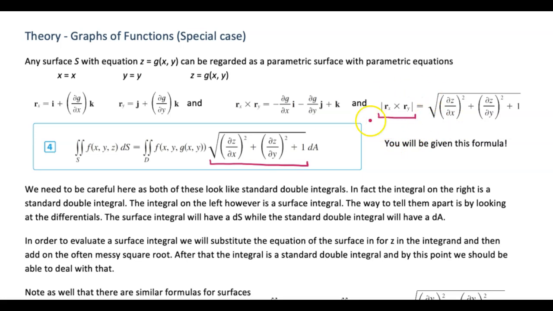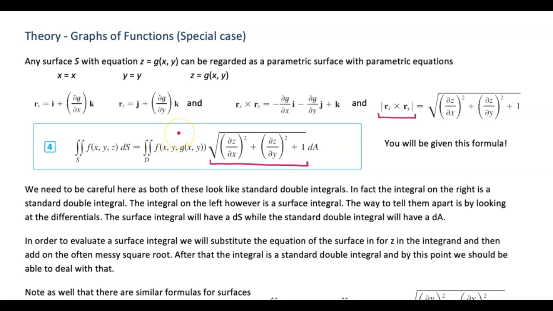This skips the step of the cross product for us. And also you will be given this formula as well. And the other thing we need to do here is that if we looked at the parametric equations, where in this case x and y were our two parameters, then we also needed to parameterize this function. And so we've replaced z with g of x and y, so that this was just a function of x and y as well.